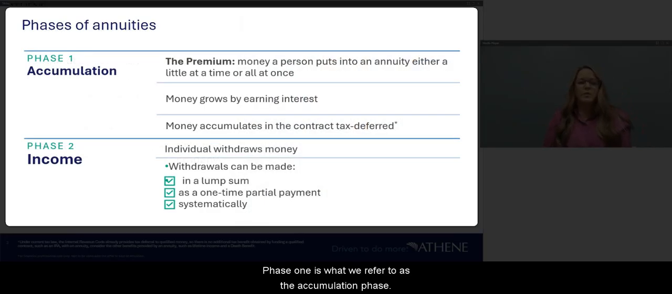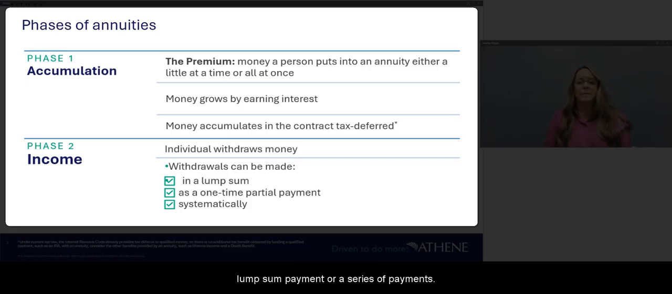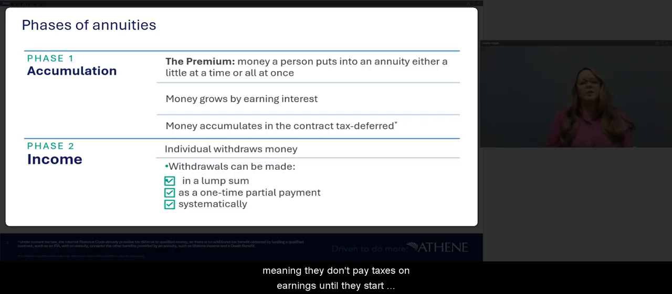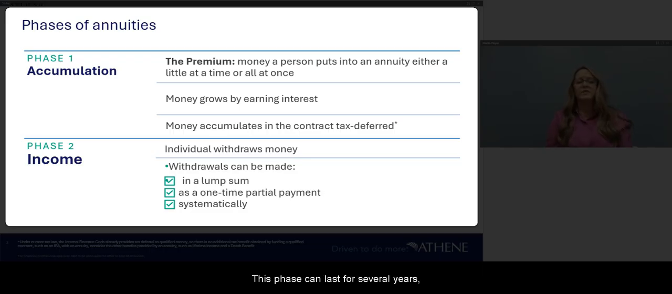Phase one is what we refer to as the accumulation phase. This is the period when a client pays into the annuity. During this phase, clients can make either a lump sum payment or a series of payments over time. The money they contribute grows on a tax-deferred basis, meaning they don't pay taxes on the earnings until they start receiving payments. This phase can last for several years, depending on when the client plans to start receiving that income.